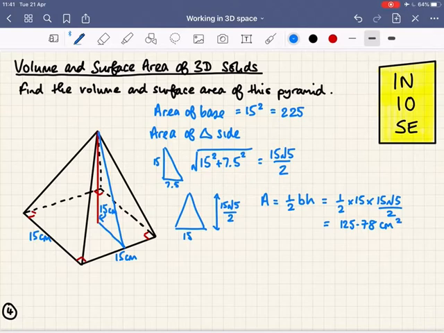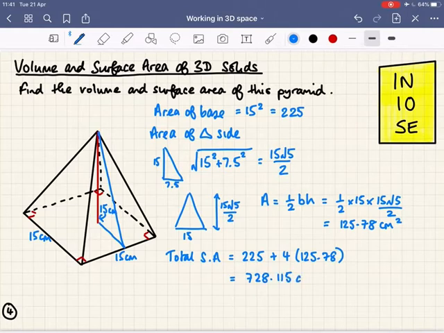But of course there are 4 of those, so the total surface area is going to be the area of the base, which is 225, plus 4 lots of the sides, 4 lots of 125.78. And if I calculate that, that will give me a total of 728.115 centimetres squared. Be careful with your units of measurement. This is area, so it's centimetres squared, not centimetres cubed, which we used when we were working out volume.